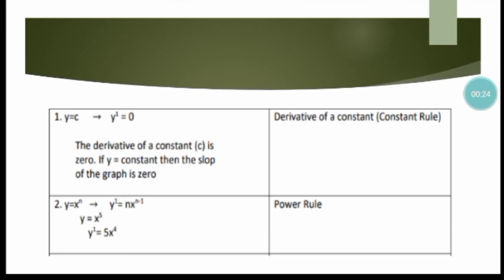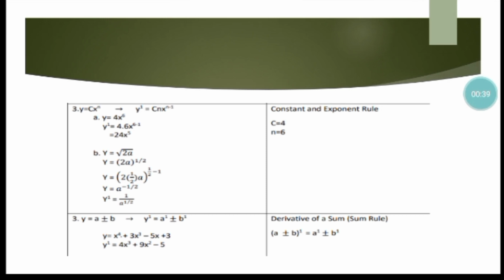First, we have the derivative of a constant, or the constant rule. The derivative of a constant c is 0. If y equals a constant, then the slope of the graph is 0. So for every number, the derivative is 0. For example, the derivative of 1 is 0, the derivative of 10 is 0. The derivative of a constant is 0.